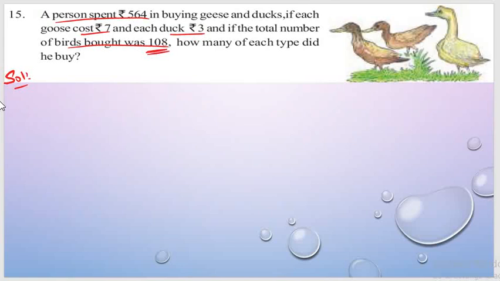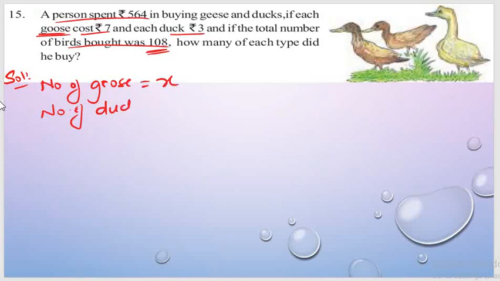In this, first I am going to consider the number of goose as X. Let the number of goose be X, then automatically the number of ducks is equal to 108 minus X, because if we remove these goose then the count will be of these ducks. Now each goose costs 7 rupees and each duck costs 3 rupees.